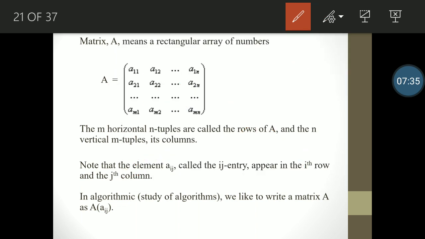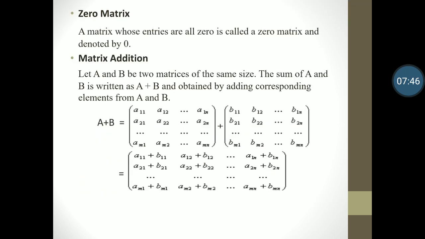In algorithms, we like to write a matrix A as A of Aij. Next is the zero matrix. A matrix whose entries are all 0, meaning all entries of the matrix are 0, will be known as a zero matrix.